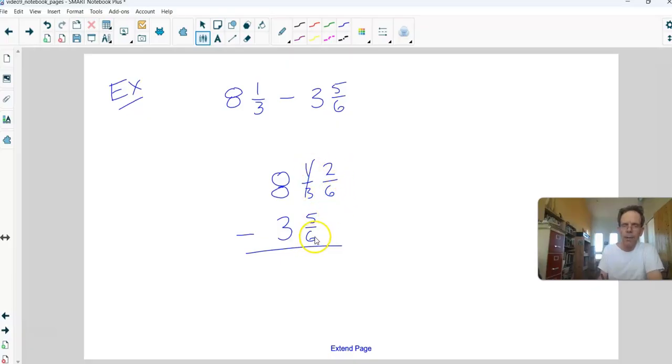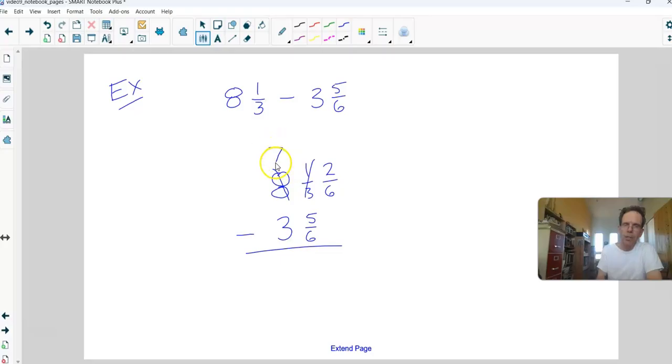Now we have a common denominator, but we have another problem. We're trying to take away 5 from 2. We don't want a negative number. 2/6 minus 5/6 would be like negative 3/6. So what we need to do is borrow. We need to borrow from the whole number part and add it to the fractional part. So let's say we borrow 1.